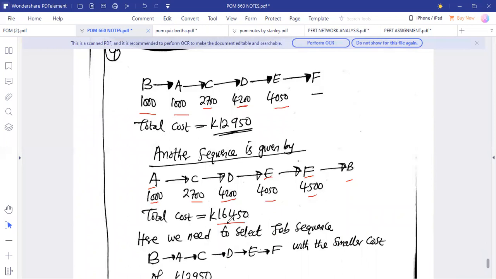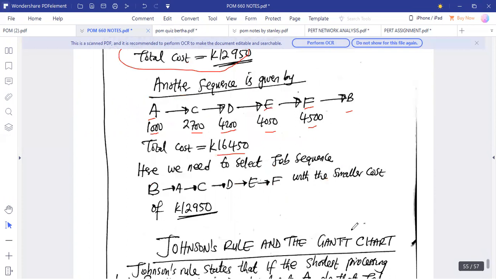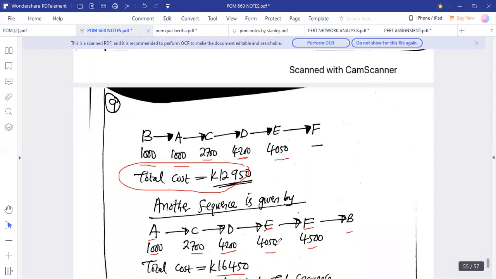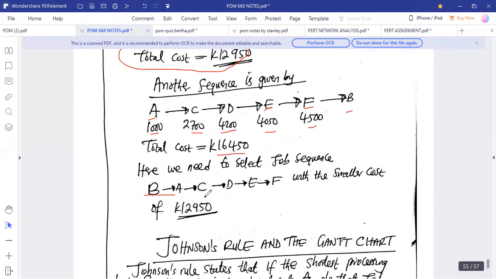So between the two, we should go for this sequence. This is what should actually minimize the cost. The objective of the firm is to minimize the costs. So this sequence here is the optimal sequence that we need to look at. So this is it on the optimal sequence.